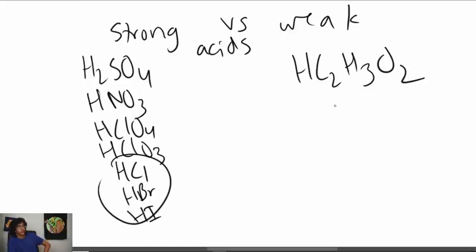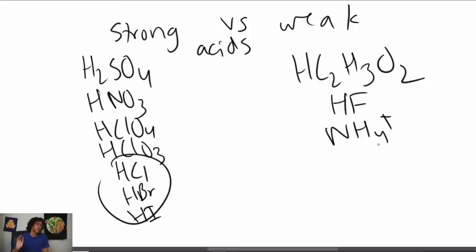A couple more examples of weak acids, but as long as you know the strong acids, you should be good, right? You could probably say that, oh, it's not a strong acid, so it's probably weak. There's HF, there's NH4+, there's a couple more, but honestly, you don't have to worry about it too much, okay? Just remember these strong acids and you're good.